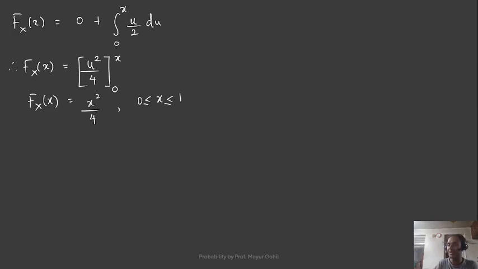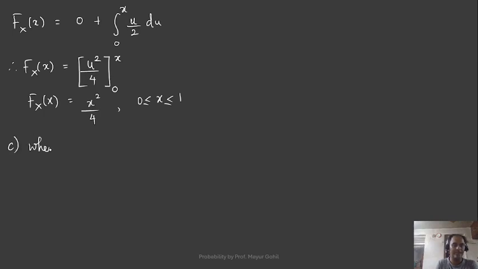That is the meaning of integration. Integration means adding up all your probabilities till now. Okay, so that's what you get here. Now let us see the second part, the third part.